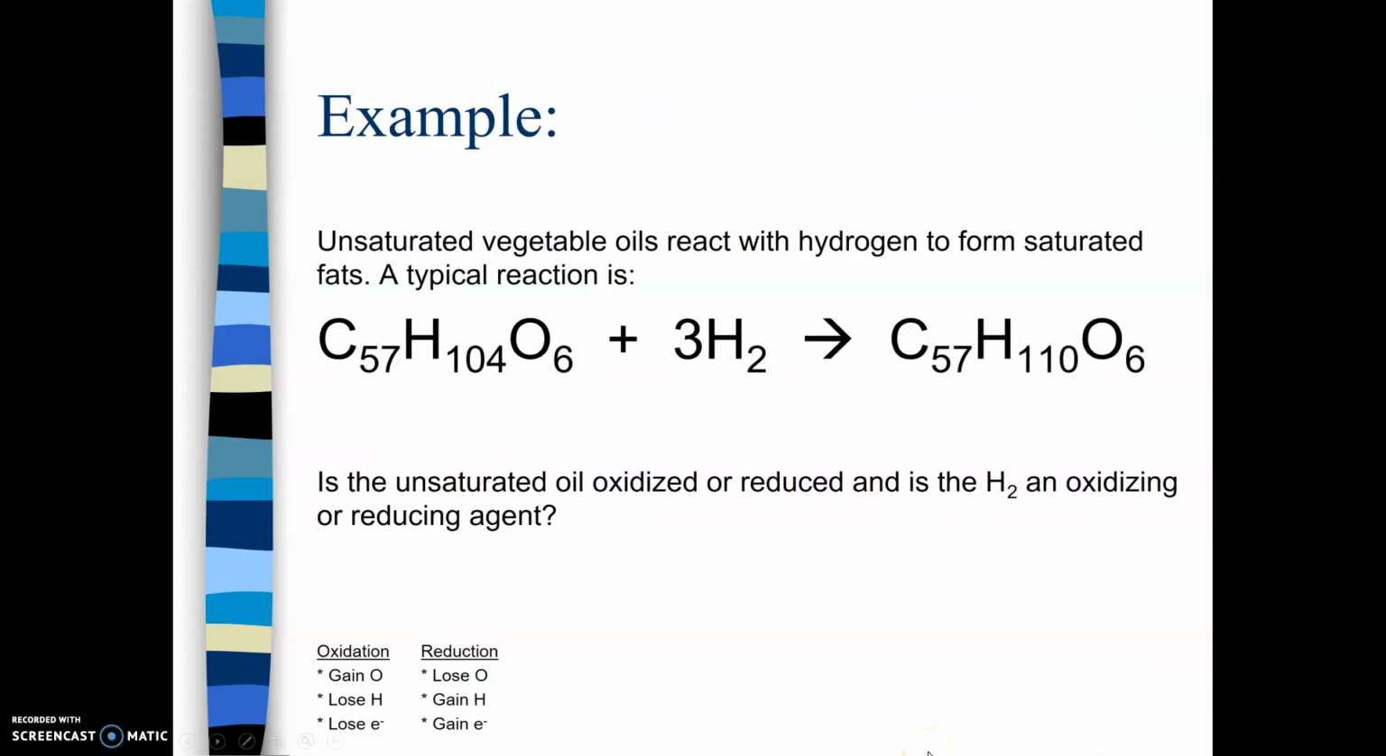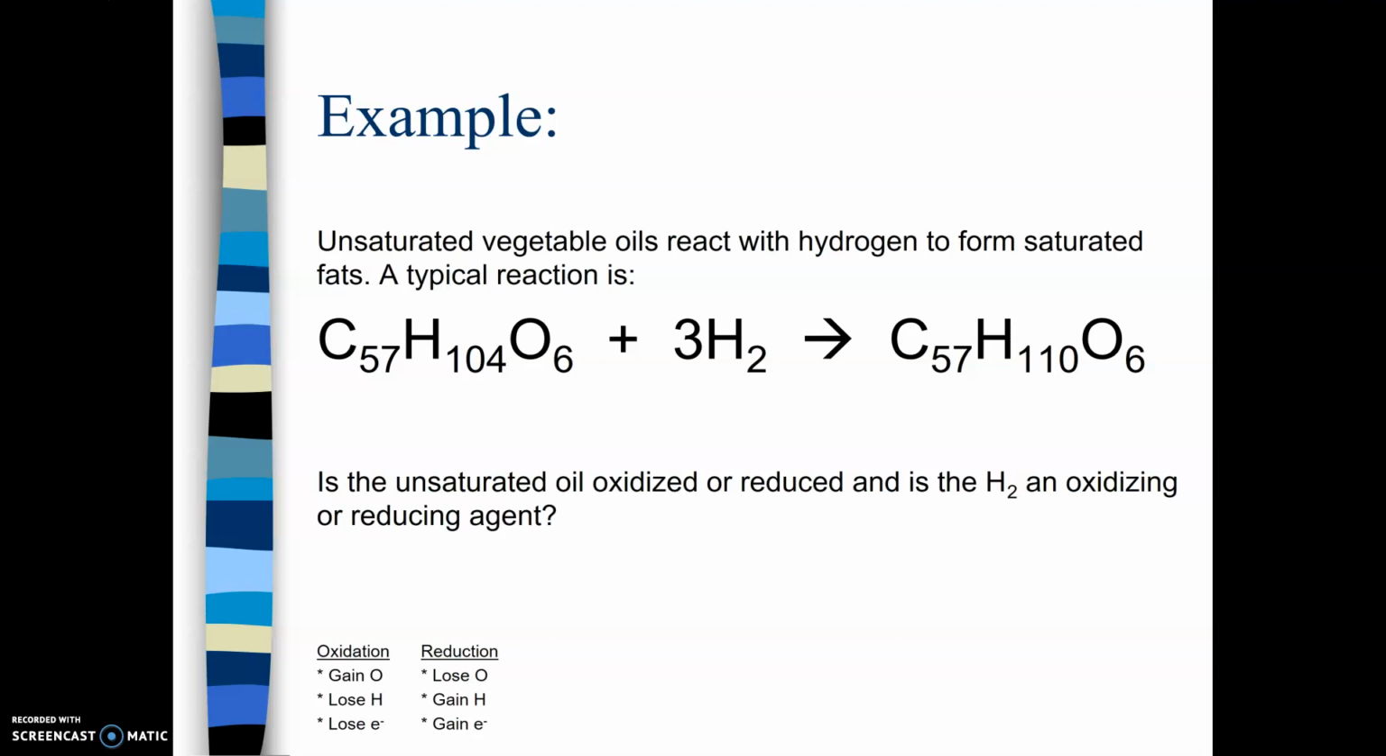Okay, this one. Some of the problems in your book are kind of wordy, and so I don't want you guys to get confused about this. So I chose one that would help with this. Okay, unsaturated vegetable oils react with hydrogen to form saturated fats. A typical reaction is the following. The question is the unsaturated oil oxidized or reduced, and is the hydrogen an oxidizing or reducing agent?